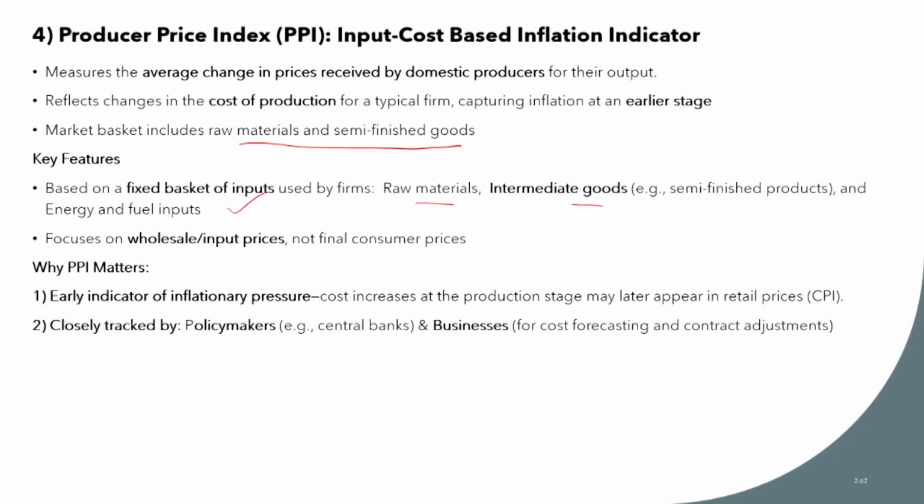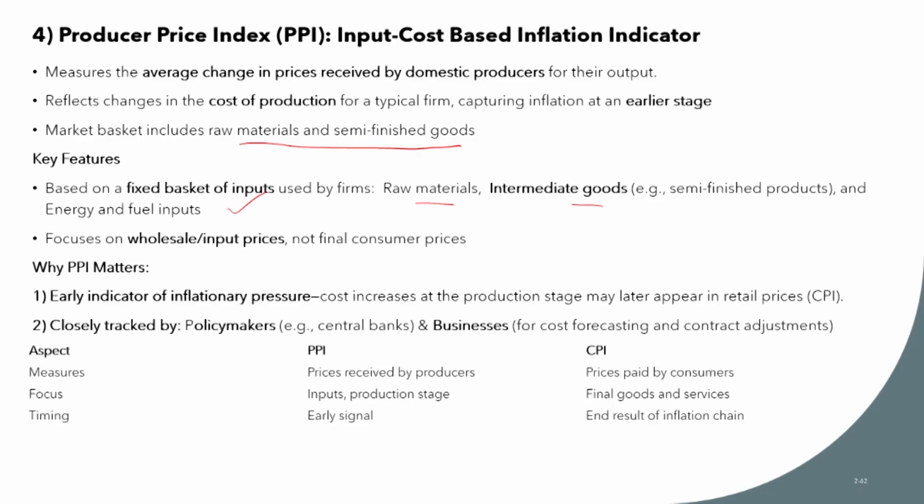It gives us an early indicator of inflationary pressure in an economy at the production stage itself. Cost increases at the production stage may later appear in retail prices. Obviously, if the cost of production increases, the consumer price also increases. So this is closely tracked by policy makers, mainly central banks, and by businesses for cost forecasting and contract adjustments.